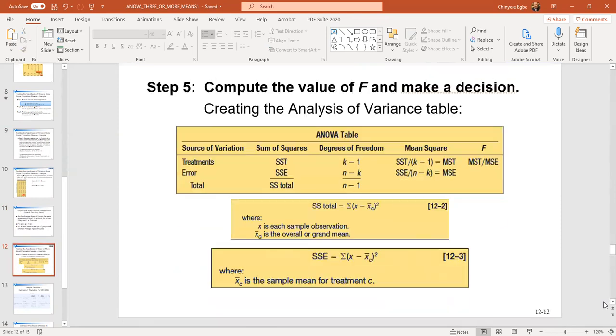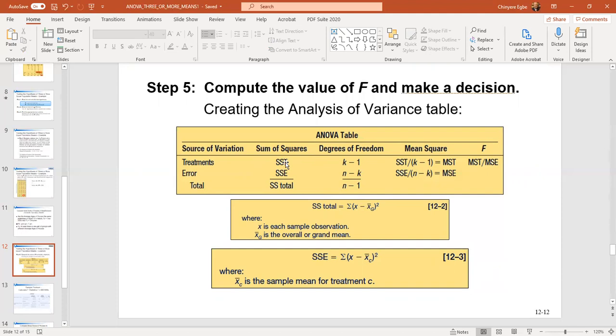Now, using summary statistics, which I will provide for all the problems you're going to do here, you calculate what you call mean square errors. So you calculate the mean square error for treatment differences.